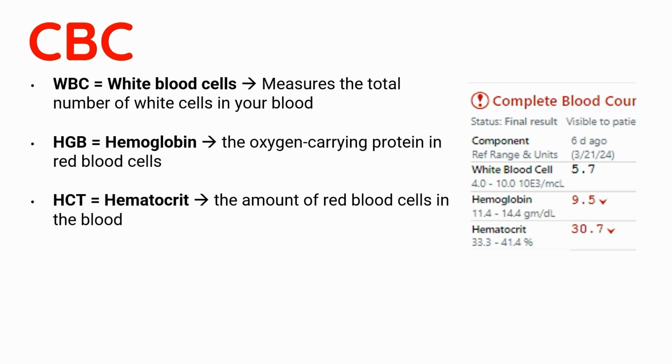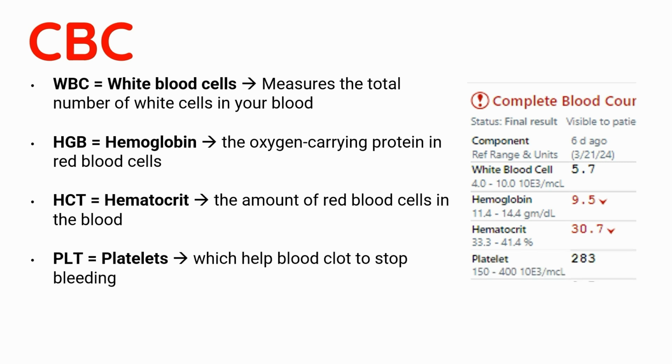Next, we have the hemoglobin and hematocrit. You can see the abbreviation sometimes people use here, HGB, HCT. The hemoglobin, again, is that oxygen-carrying protein in your red blood cells, so we can measure that. And then the hematocrit is a percentage or amount of red blood cells in the blood. And then lastly, out of those big 4, we have platelets, which help with blood clotting, but also can sort of act as an indirect measure of inflammation in the body.